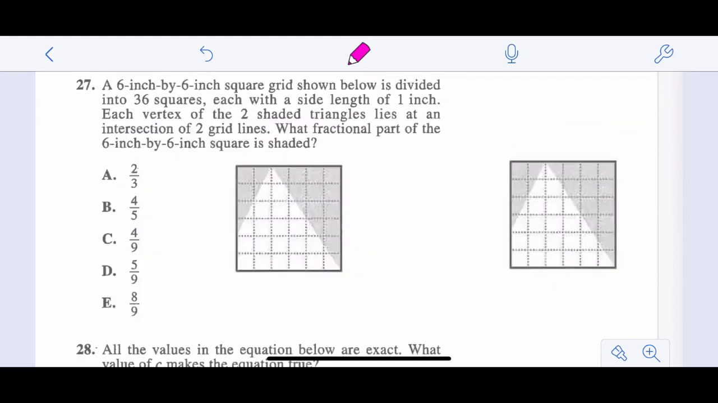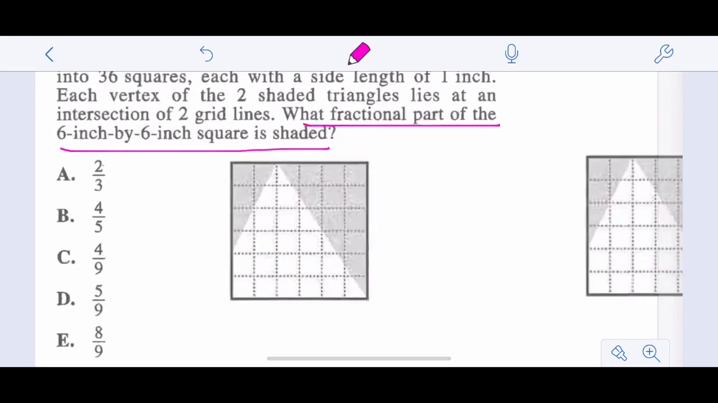The 6-inch grid shown below is divided into 36 squares, each with a side length of 1. Each vertex of the 2 shaded triangles lies at the intersection of 2 grid lines. What fraction of the 6-inch by 6-inch square is shaded? Generally I don't have to read that. I generally know what these are asking, so you can go straight to the question: what fraction is shaded?